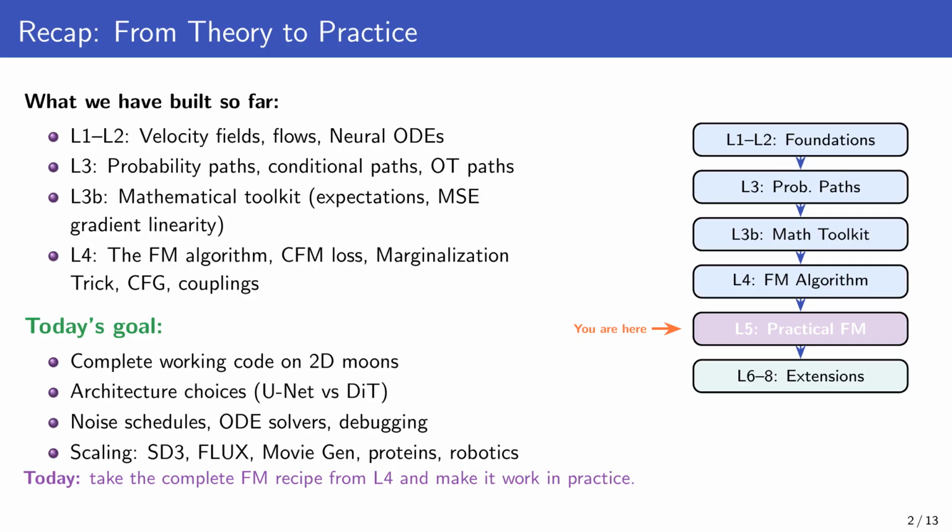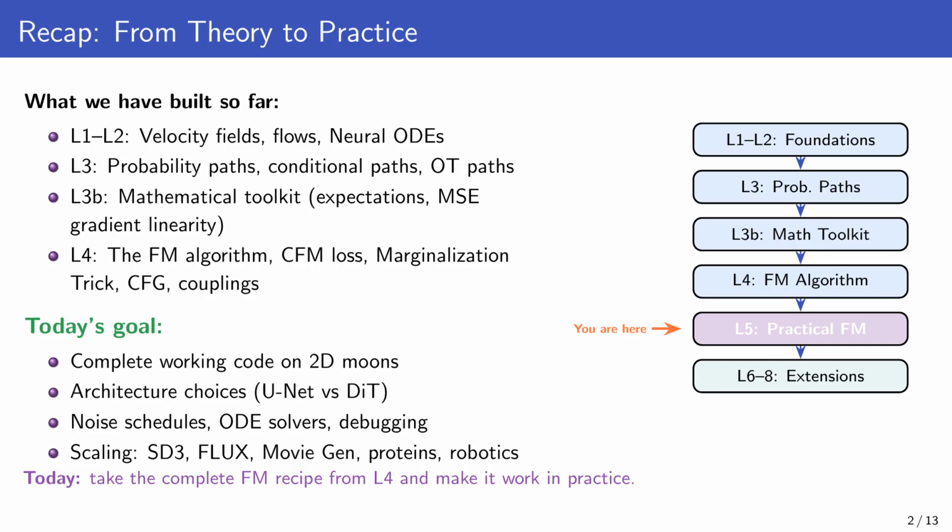Let us see where we stand in the lecture series. In Lectures 1 and 2, we built the foundations. Velocity fields push distributions, and neural ODEs let a network define a velocity field. In Lecture 3, we designed probability paths, the straight-line trajectories that connect noise to data. In Lecture 3b, we built the mathematical toolkit: sampling, expectations, conditional expectations, and the MSE gradient linearity property that makes training possible. In Lecture 4, we put it all together into the flow matching algorithm: the CFM loss, the marginalization trick, training and sampling code, conditional generation, and data couplings.